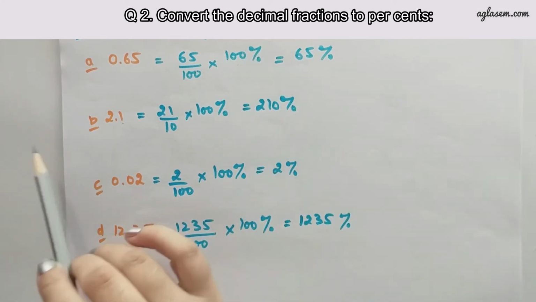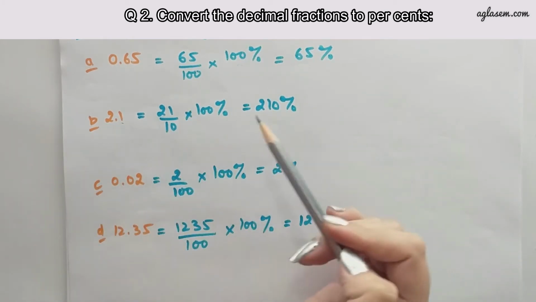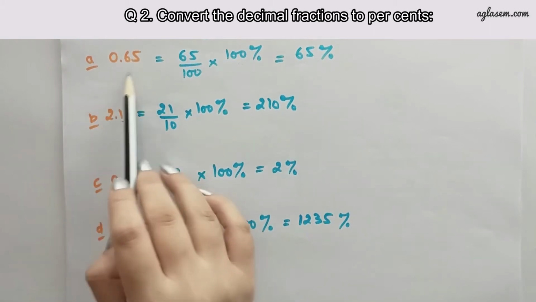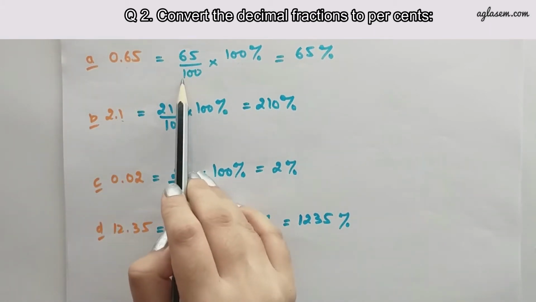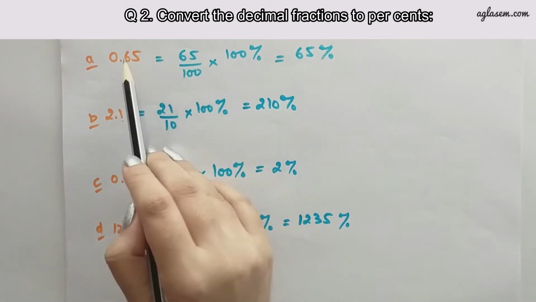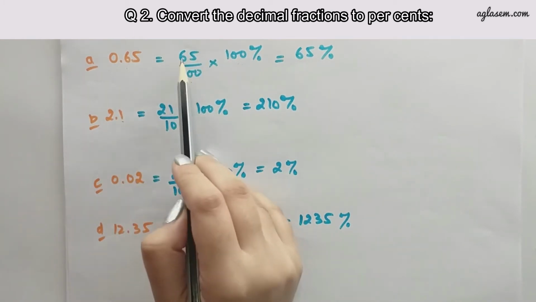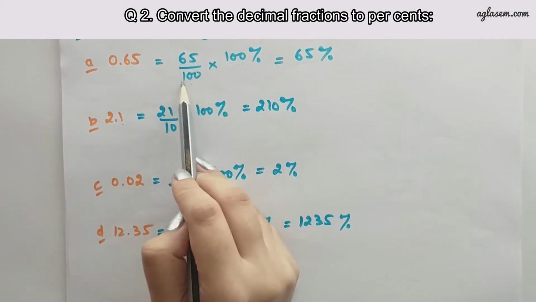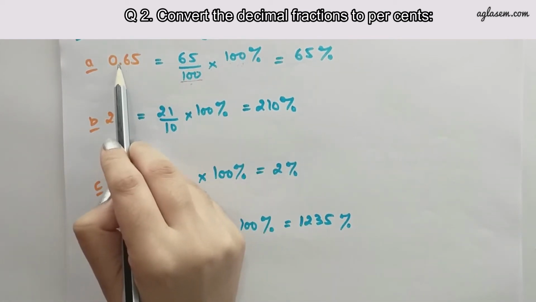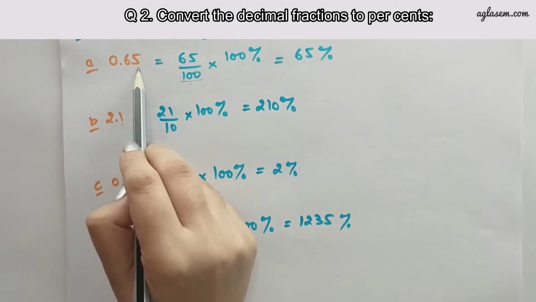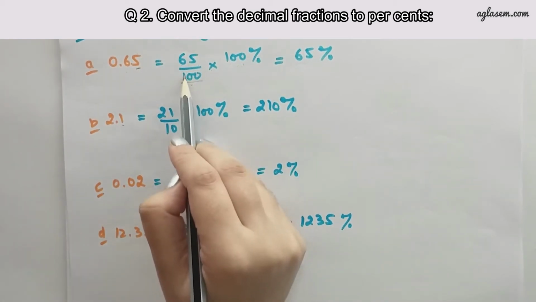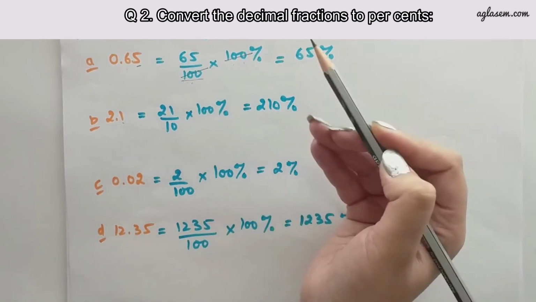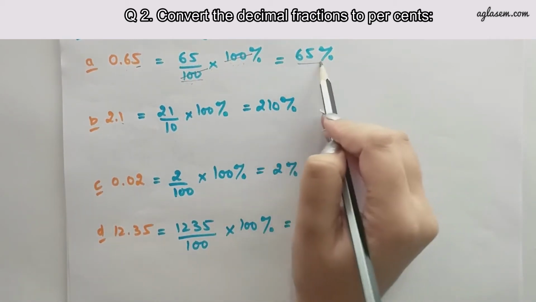Now in the previous question we were given fractions. Now in this question we are given decimal fractions. So we have to convert this decimal into a fraction. How can we do that? We have to divide it by 100. 65 divided by 100 into 100. Why did we divide by 100? Because when we remove the point, it is in the hundredths place. So we have to divide it by 100 into 100. Now we know that 100 and 100 will be cancelled out and we get 65%.